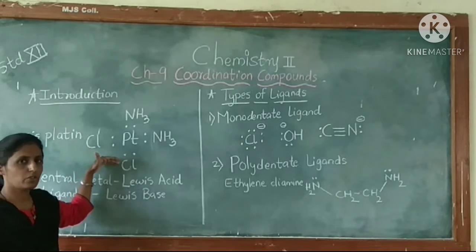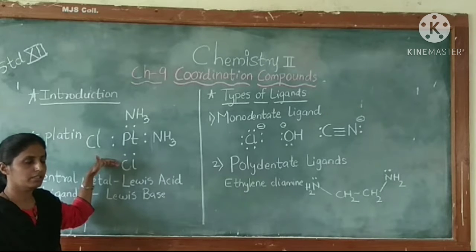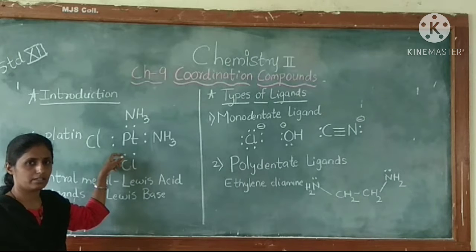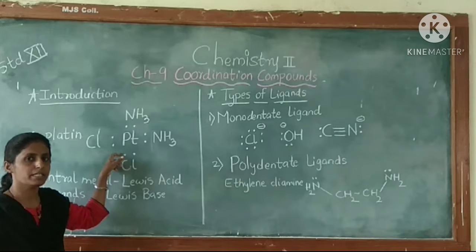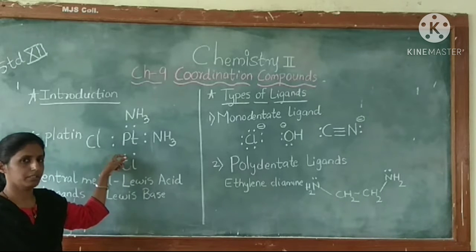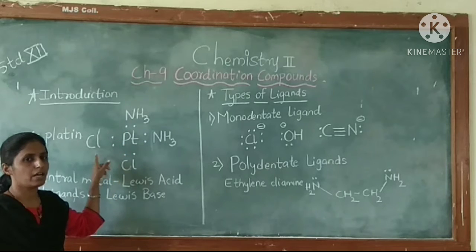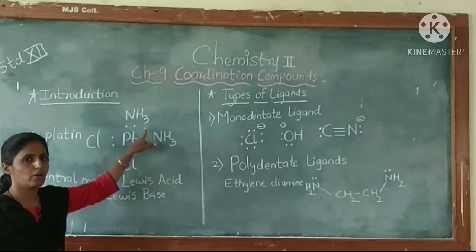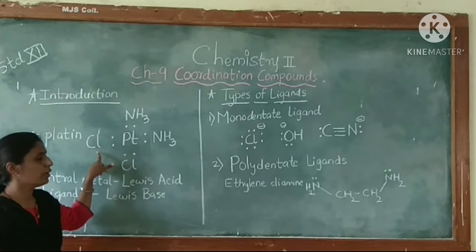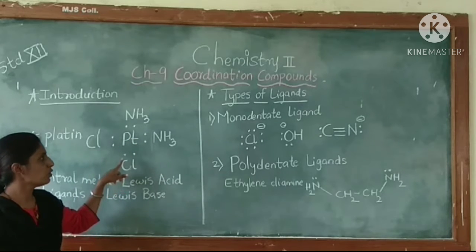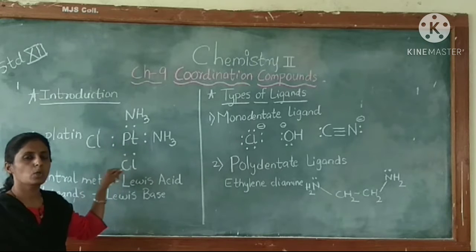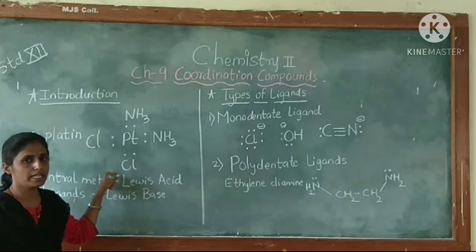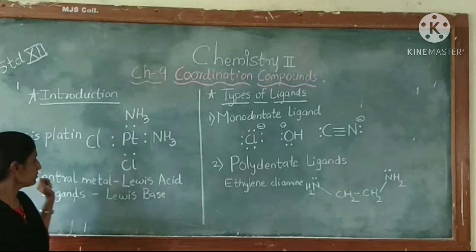Now look at the structure of the cisplatin compound over here. You can see platinum is situated at the center. So platinum is the central metal ion over here, and you can see it is surrounded by 4 molecules, out of which 2 are ammonia and 2 are chloride. So what are these surrounding molecules or atoms called? They are called ligands.